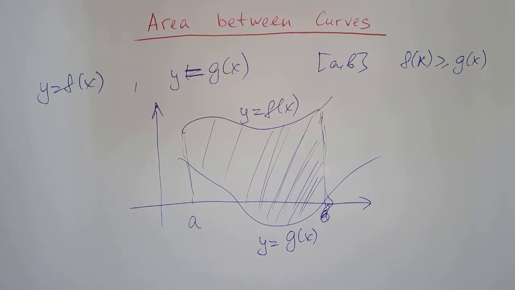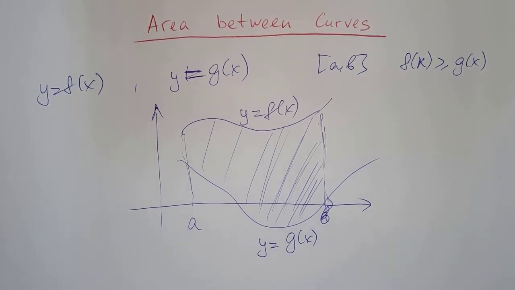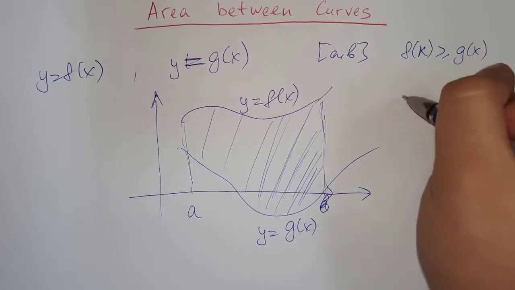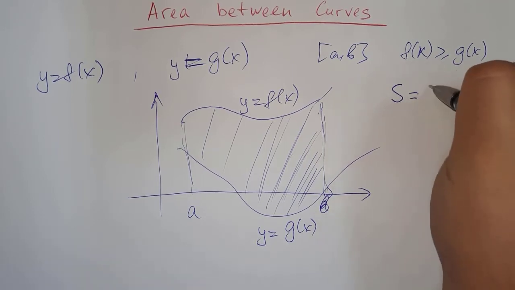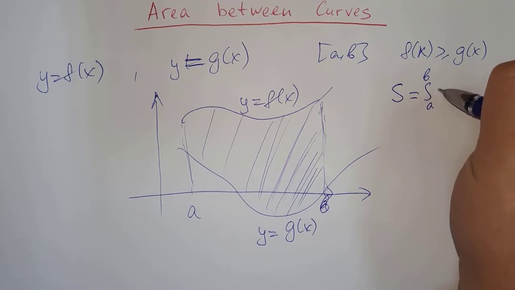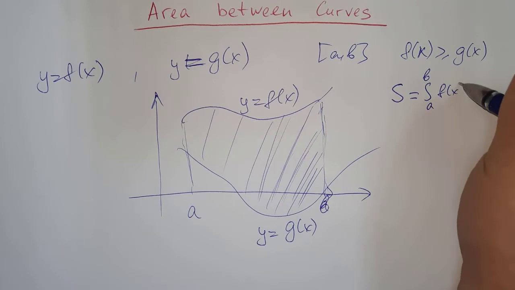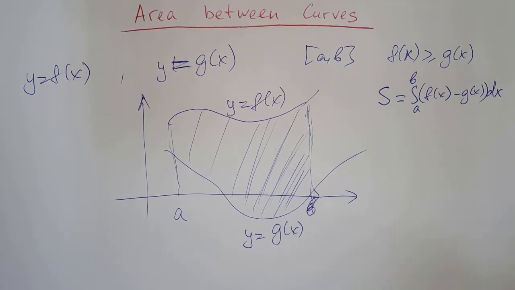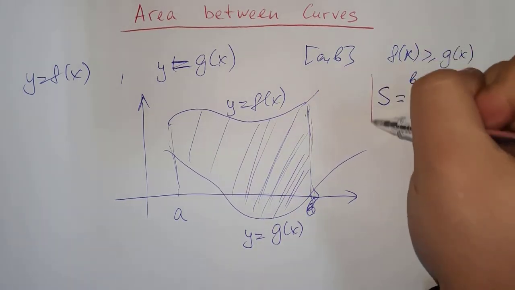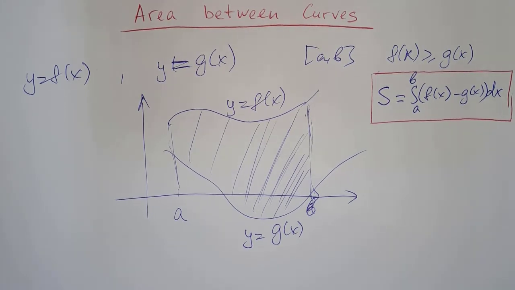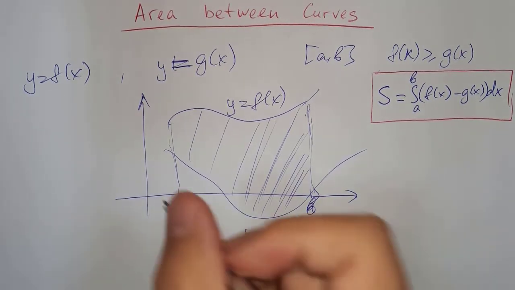So this is an application of definite integrals. And how do we find this area? The area, let's denote it by S, will be the integral from a to b. We need to take the upper function f of x and subtract the lower function g of x, dx. This is the formula for finding area, with respect to x, the x-axis here, of course.